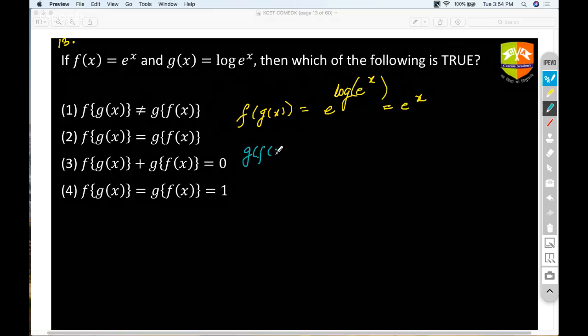And g of f of x would be log of e to the power x, which is actually, again, you can take this down in front of this. So it will be e to the power x log of e, which is e to the power x again. And yes, they're equal. So option number 2 becomes the right option in this case.